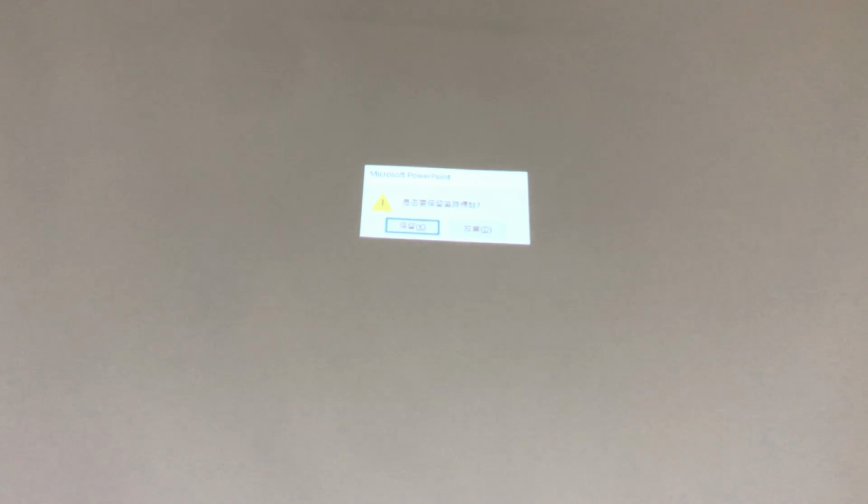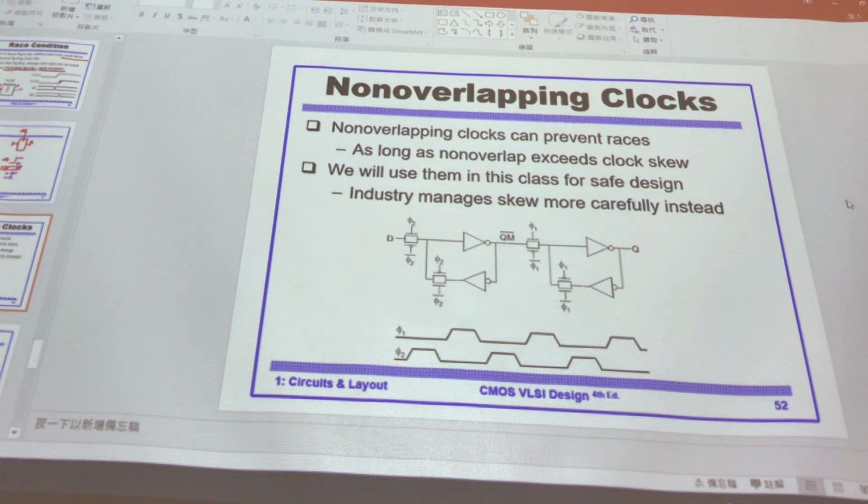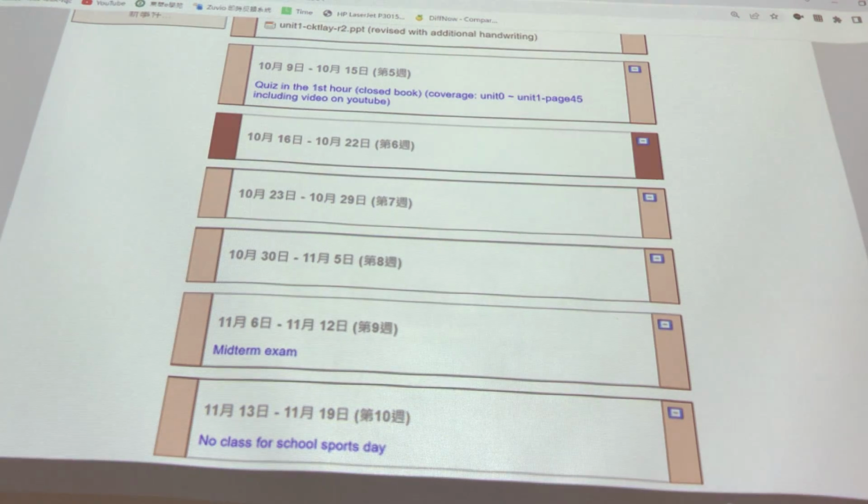Okay, that concludes this unit. We spent a lot of time, but these are very basic and very important stuff for VLSI design. Any questions for the whole unit? Okay, let's continue. We are going to look at Unit 2.